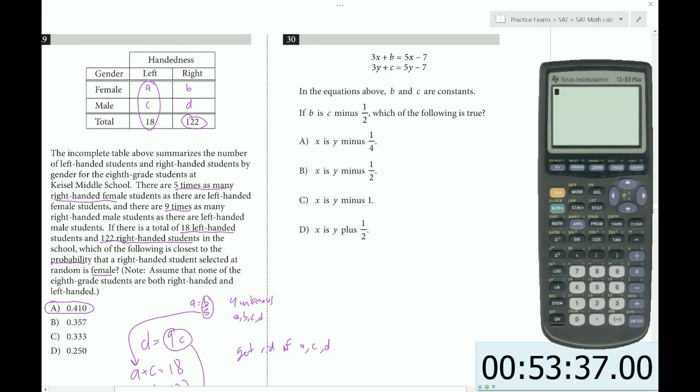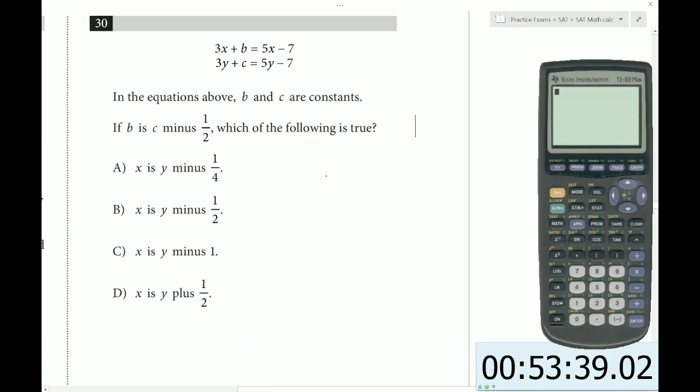All right, question 30. 3x plus b equals this, 3y plus c equals that. In the equation above, b and c are constants. If b is c minus 1/2, which of the following is true? Okay, so looking for x in terms of y here, because "is" means equals.